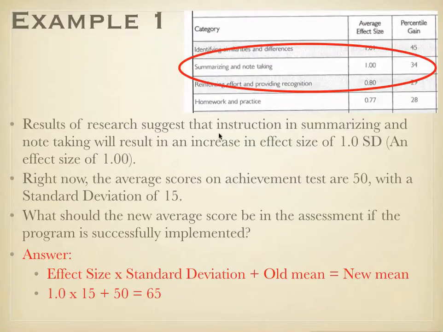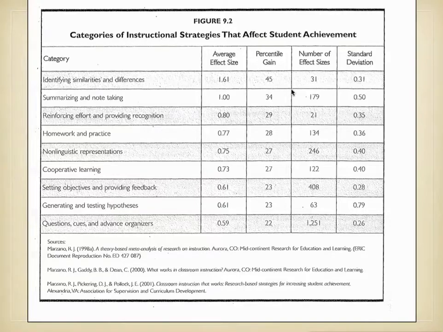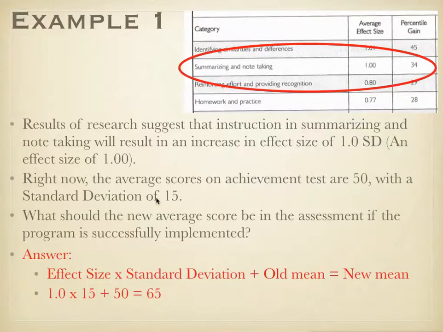The results of research suggest that instruction in summarizing and note-taking will result in an increased effect size of 1 standard deviation. If we go back to this chart, I'm pulling this right here. So again, just for sake of example, right now the average score in achievement test is 50. Standard deviation of 15. What would the new average score be in the assessment if the program is successfully implemented? Well, the way that we do that is we take what percentage of the standard deviation this particular intervention will increase, add it to the old mean, and get the new mean score.